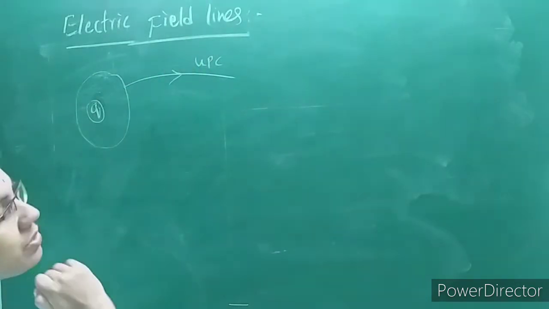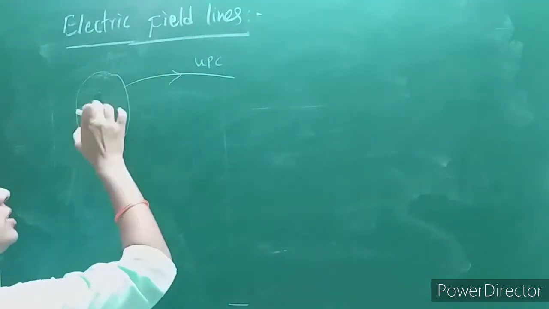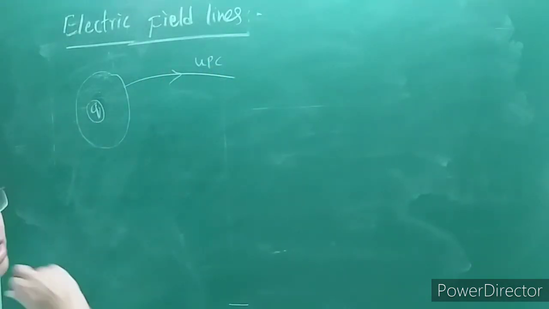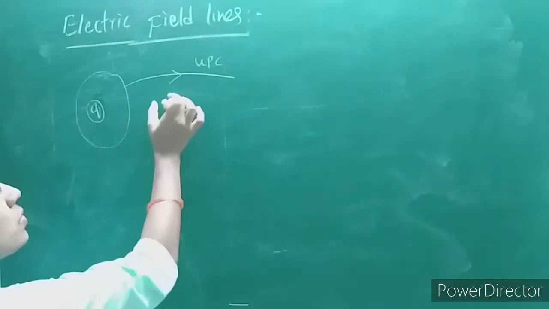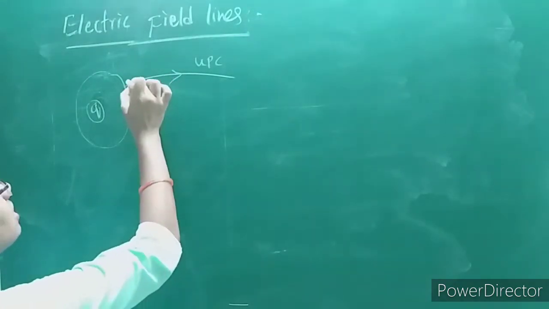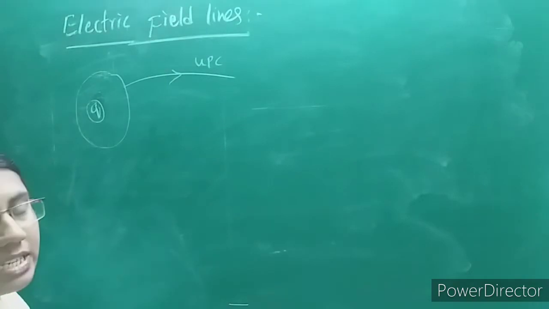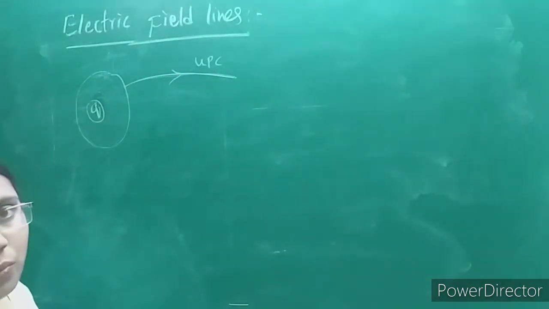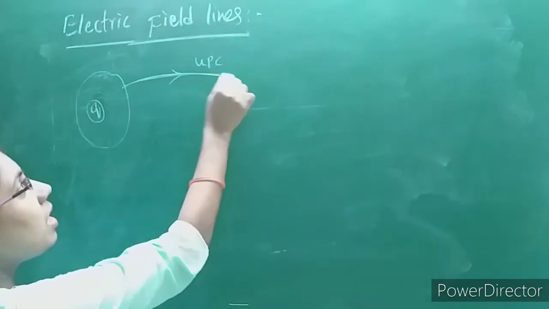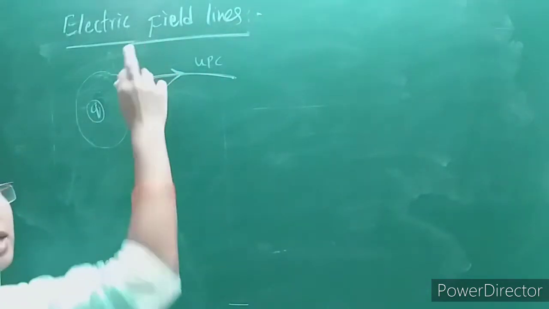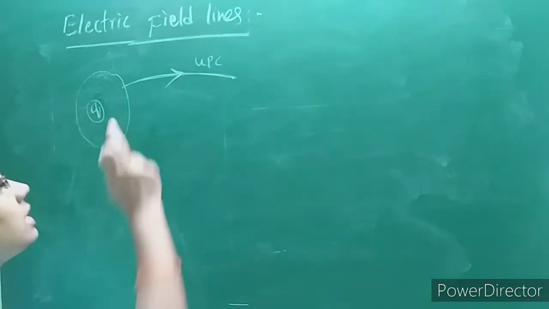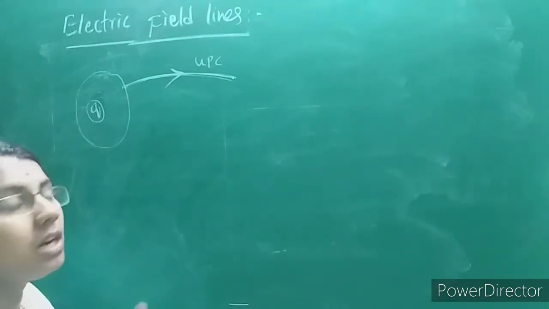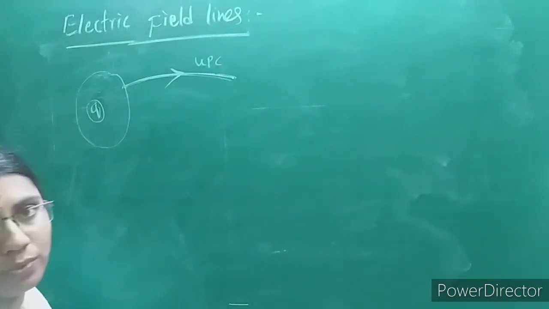This unit positive charge is either attracted towards this source charge or repelled by it. It depends upon the nature of the source charge, right? So due to the attraction or repulsion, it will start to move. The path along which it starts to move, that imaginary path, will be called an electric field line. That's why we say electric field lines are the imaginary path along which a unit positive charge moves.